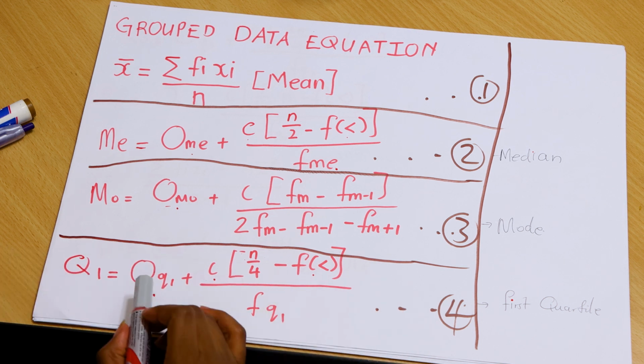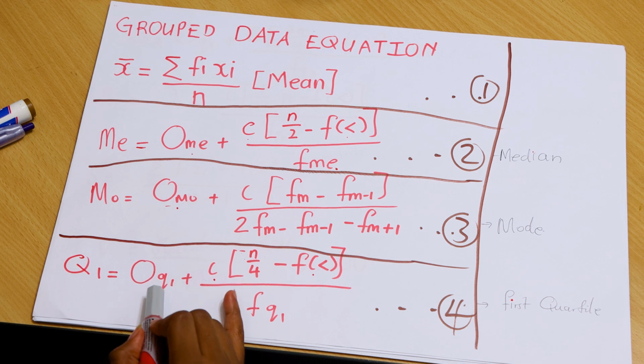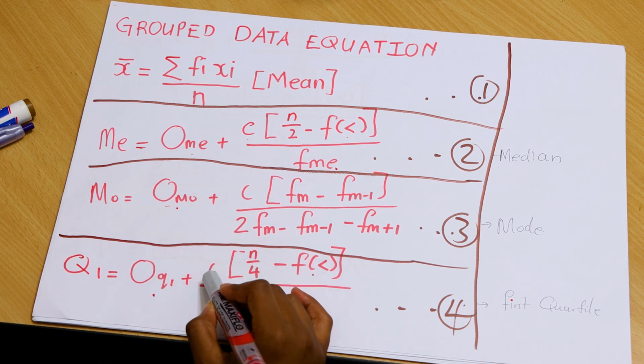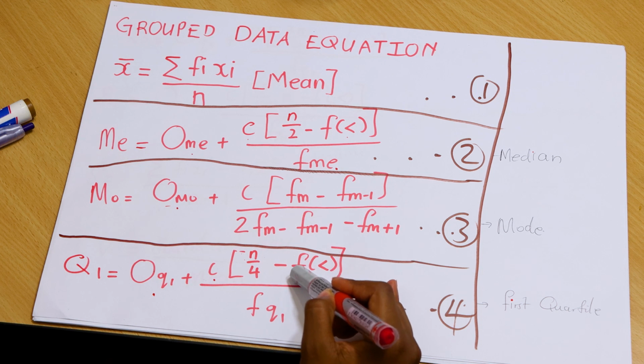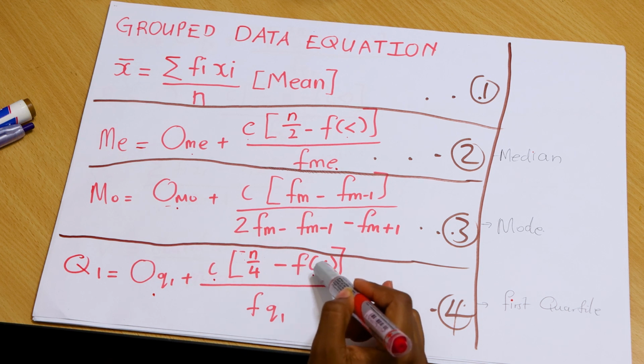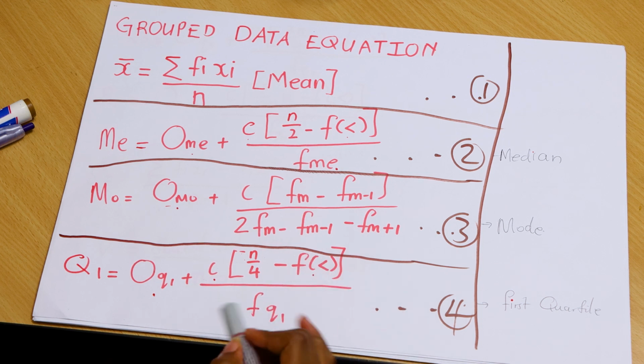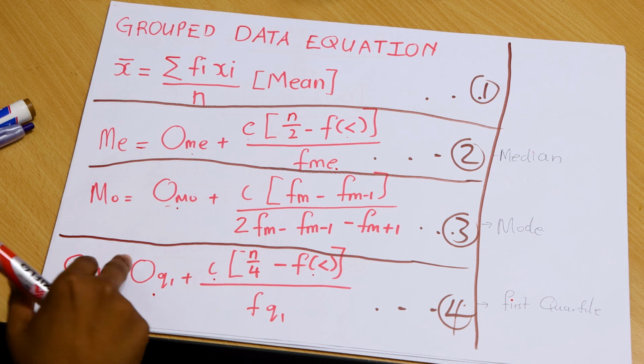In this equation, this is the lower limit of the quartile interval. C is the class width, similar to what we've seen on the median and the mode. Then F is the cumulative frequency of the interval before, and FQ1 is the frequency of the quartile interval. Again, I'm going to show you the steps that you have to follow when you're calculating the first quartile.